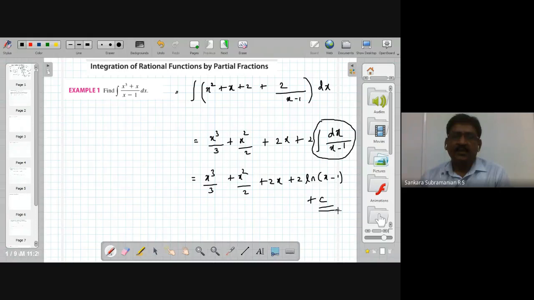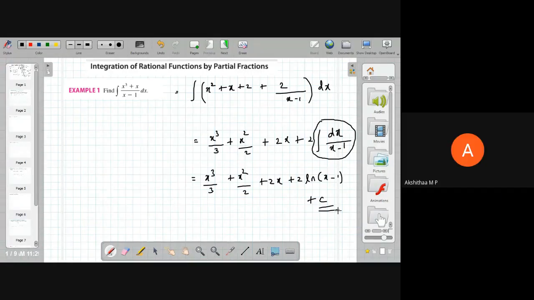So from example 1, though the function is a rational function of the form p of x by q of x, I will see whether the degree of the numerator is less than the degree of the denominator. If it is not so, which means it is equal to or greater than the degree of the denominator, then you have to go for division. That is the idea. Shall we go for the second problem? Yes, sir. Okay, fine.